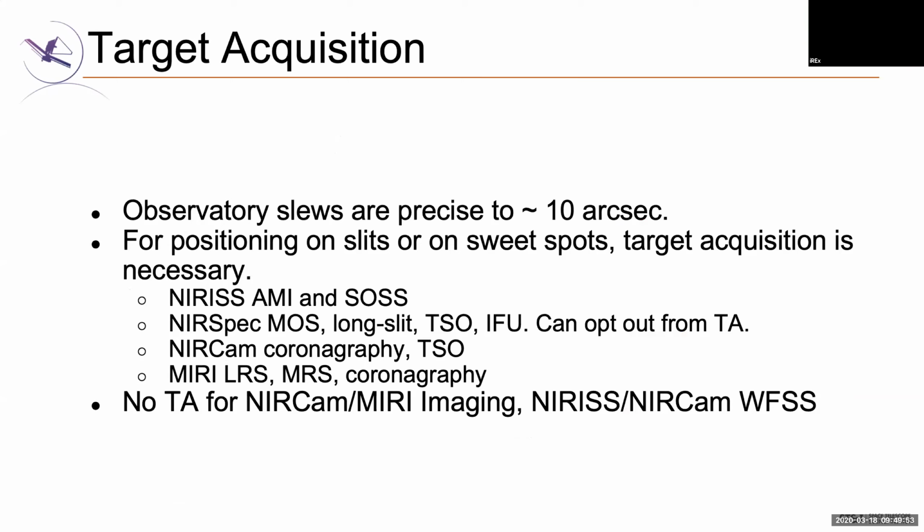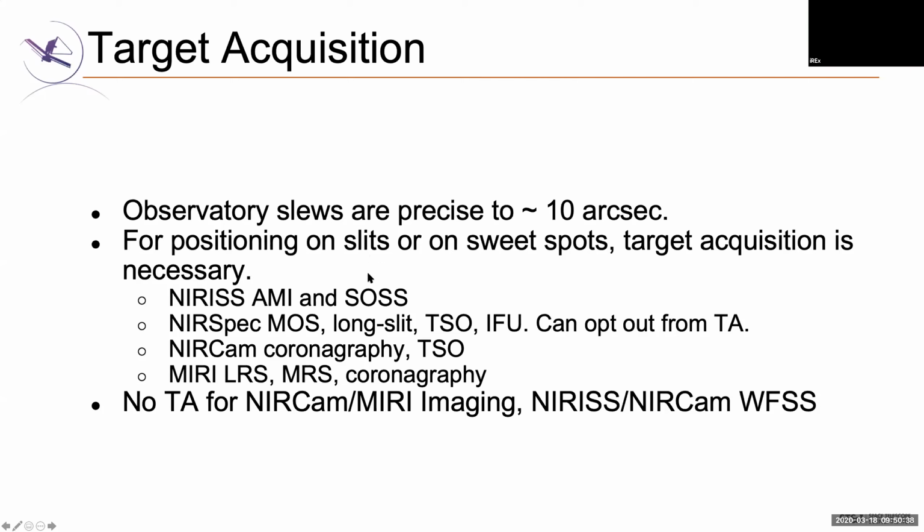All right. For many modes, James Webb will use target acquisition. So in the exposure time calculator, you'll have to look at the target acquisition exposure, and in the APT you'll need to fill in what kind of target acquisition you're using. And that's because the observatory can slew to a precision of about, say, 10 arc seconds based on the star tracker and the gyroscope precision.